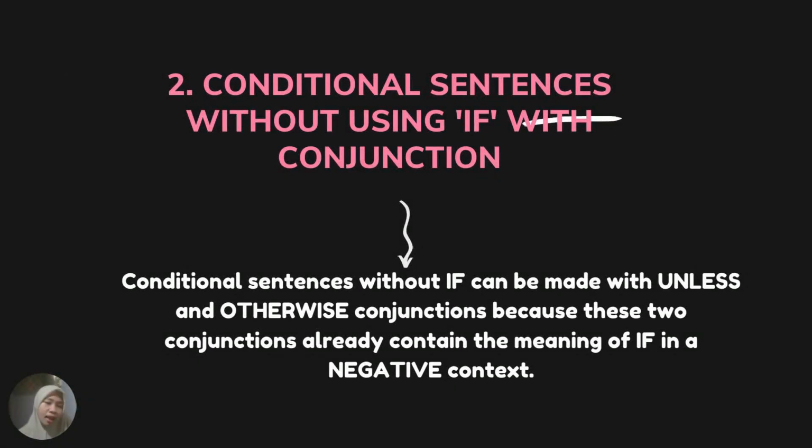And then we move to the next topic, conditional sentences without using if, with conjunctions. Conditional sentences without if can be made with the conjunctions unless and otherwise, because these two conjunctions already contain the meaning of if in a negative context. The meaning of unless is except if, and the meaning of otherwise is if not. By using these two conjunctions, we can make conditional sentences for type 1, type 2, and type 3.